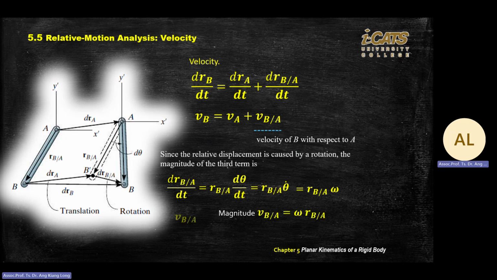Okay, so VBA, or this one, dr d theta equal to this one. So if you want to find VB stroke A, the third term, velocity relative position of B to A, we can write as omega R B stroke A, or V equal to omega R. But the V stroke A, B stroke A, you do the same.